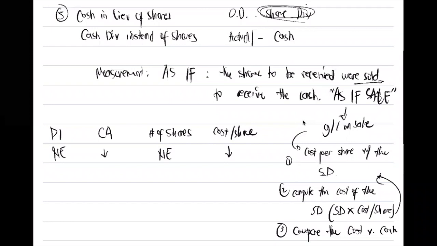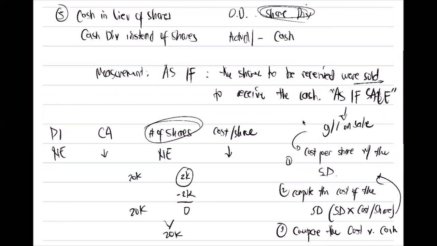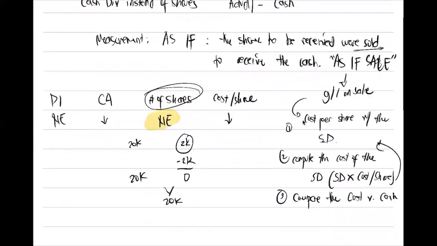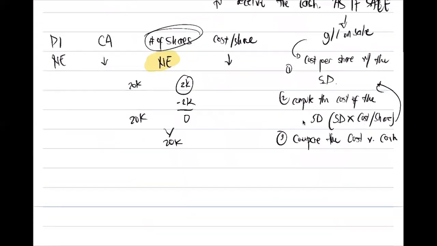Okay. Sir, why is there no effect on your number of shares? Because for example, you have 20,000. You will receive 2,000 shares. Eventually, you will sell the 2,000 shares. So this will be 0. So the net effect will still be 20,000. So the number of shares, take note, no effect.